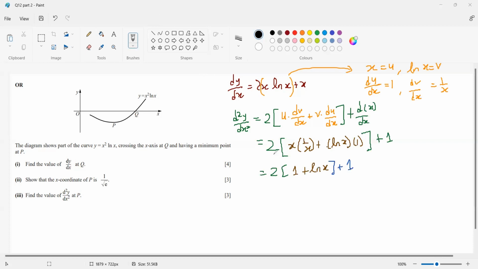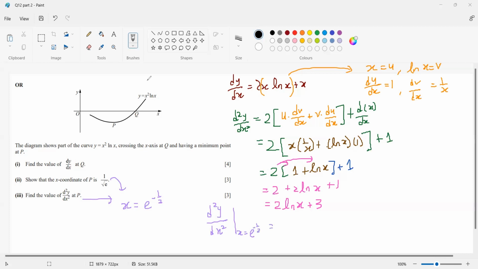Now, let's multiply out. So this becomes 2 plus 2 ln x plus 1. So this is the same as 2 ln x plus 3, the second differential. They say they want to evaluate it at p. So let's do that part first. At p, the x coordinate is this. That means x is e to the power -1/2 as before. So d²y/dx², the second differential, evaluated at x equals e^(-1/2).